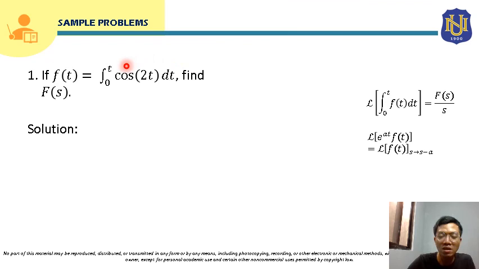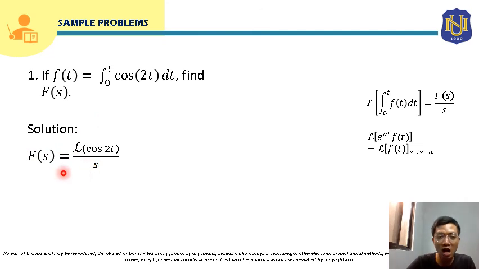So for this, we can apply our formula: the Laplace transform of this will just be equal to the Laplace transform of this function of t here, which is cosine 2t, and we will just divide that by s. As simple as that, since our given satisfies the condition for us to be able to use this formula.